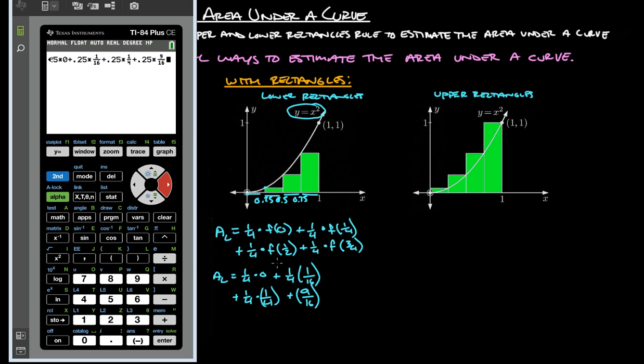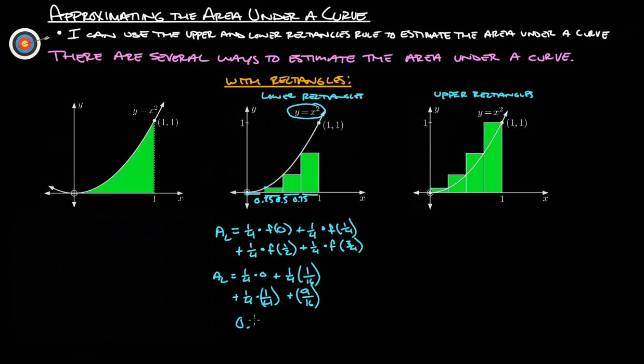And really, I guess we didn't even have to actually calculate these out, because we could have just done 0 squared, 1/4 squared, 1/2 squared, and 3/4 squared. You could have just left it like that, but we calculated it out. Anyway, we would go through and push enter, and we get that the estimation of this area is going to be 0.21875. Okay, that's using the lower rectangles.